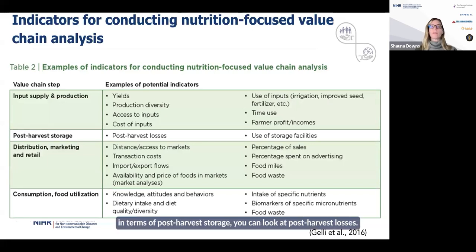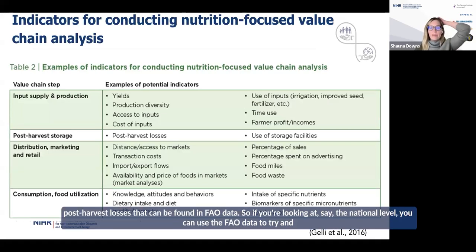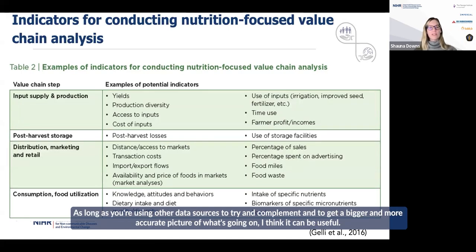In terms of post-harvest storage, you can look at post-harvest losses and the use of storage facilities. Post-harvest losses can be found in FAO data. So if you're looking at, say, the national level, you can use the FAO data to try and fill that step of the supply chain. Again, obviously, we all know that there are a lot of issues with FAOSTAT and trade, and so we know that there are gaps in the data, but it's a good starting point. And as long as you're using other data sources to complement it and get a bigger and more accurate picture of what's going on, I think it can be useful.